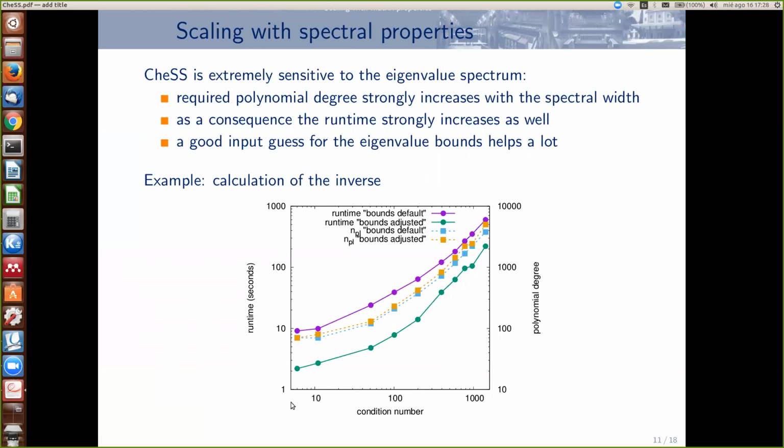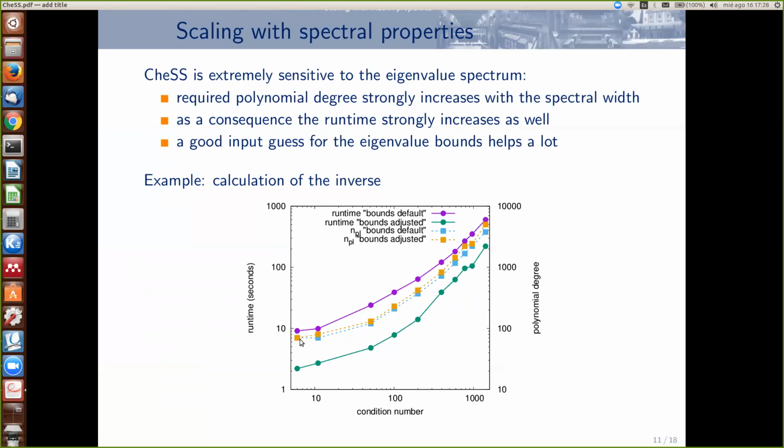The other important point is about this spectral width, or in the case of the inverse, the condition number. As I told you, CheSS is extremely sensitive to this value. And indeed, you can see here I benchmarked the calculation of the inverse for various condition numbers. So we start at about 2, 3, and go up to about 1 or 2,000.